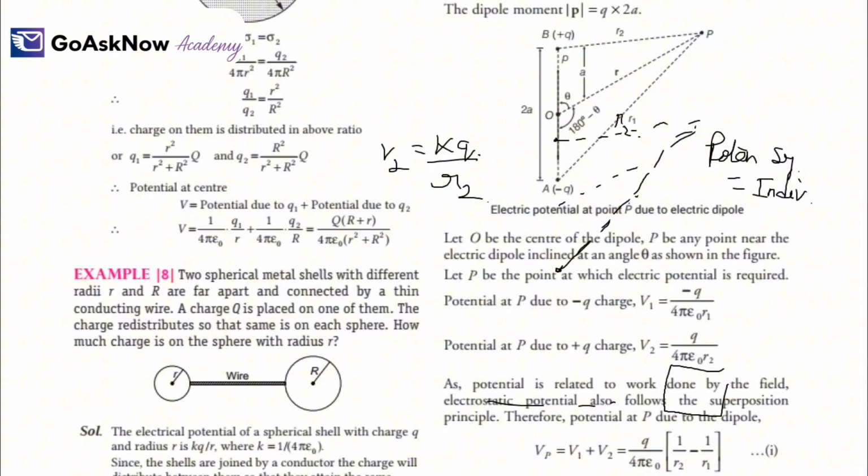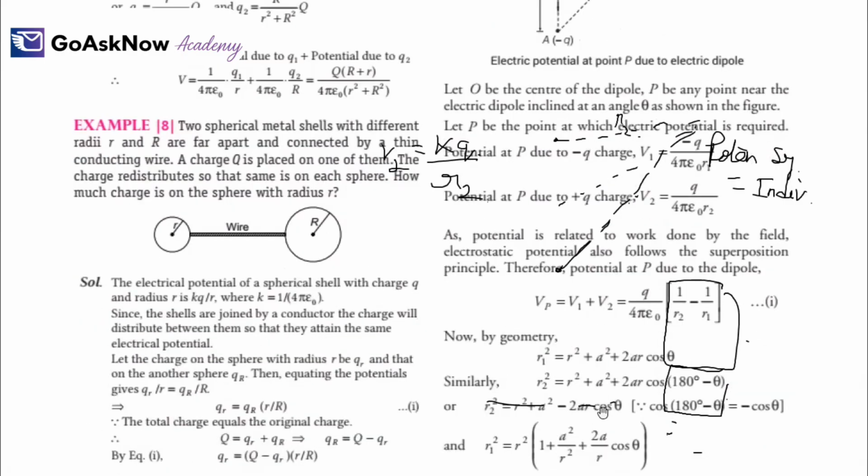Electrostatic potential also follows the superposition principle that I have explained to you. Therefore, potential at P due to the dipole will be equal to V1 plus V2. So it will be equal to k small q into (1/R2 minus 1/R1) in the bracket, because if you add both terms, you will get this equation.